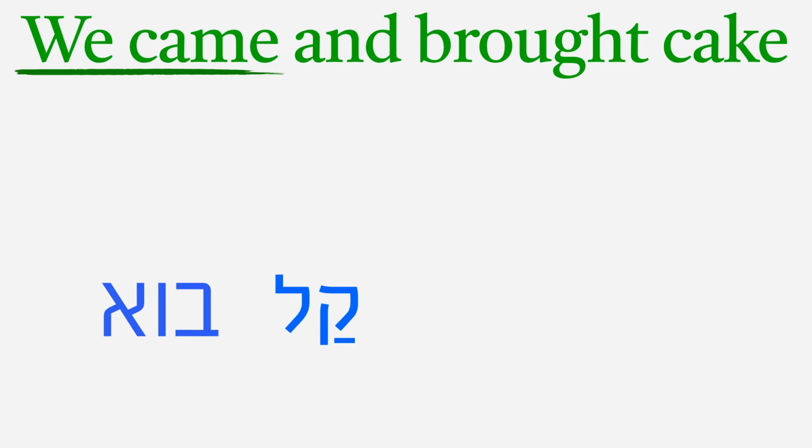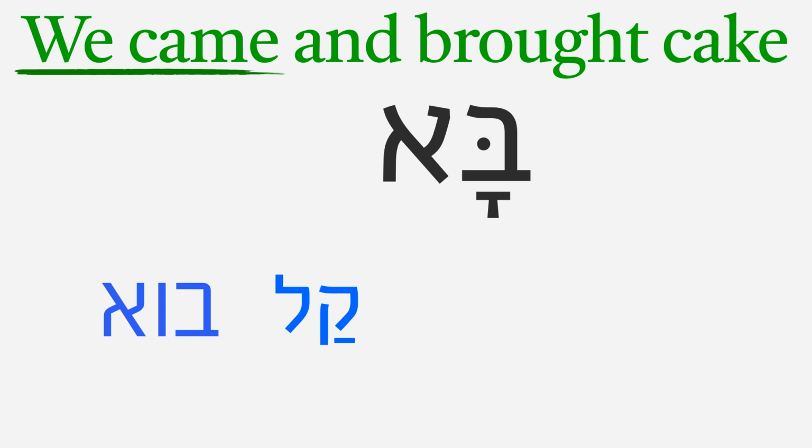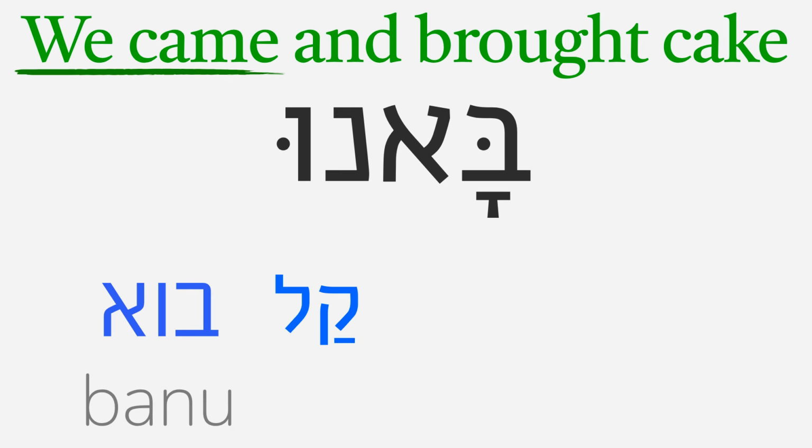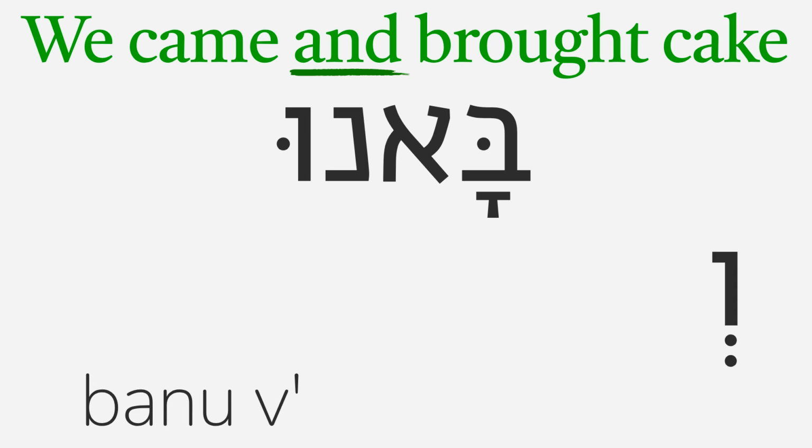Let's end today by saying, we came and brought cake. The past tense verb we came will be from the root bet vav aleph in the kal binyan, which describes the basic action of coming. The past tense verb he came is ba, and the anachnu, we form, adds nu to this. Banu, we came. And is v.